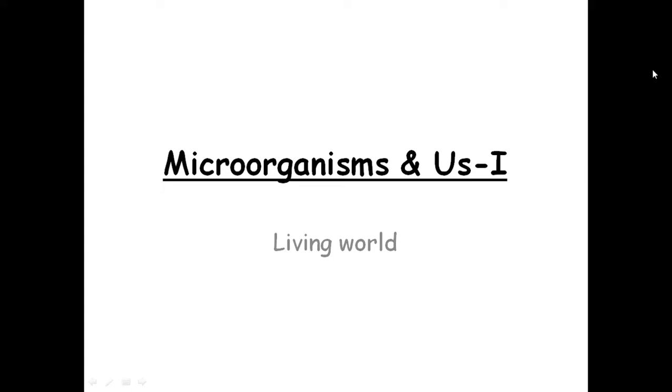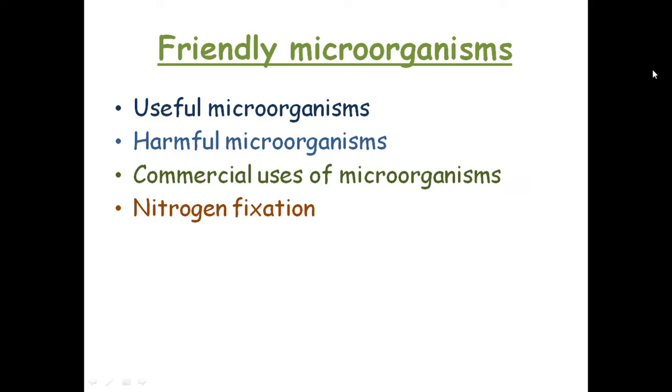Previously we have gone through different types of microorganisms, their structures, their examples, and different types of viruses. In this topic, microorganisms and us, it is divided into four subtopics: useful microorganisms, harmful microorganisms, commercial uses of microorganisms, and nitrogen. In this part 1, I've covered two subtopics, that is, useful microorganisms and harmful microorganisms.